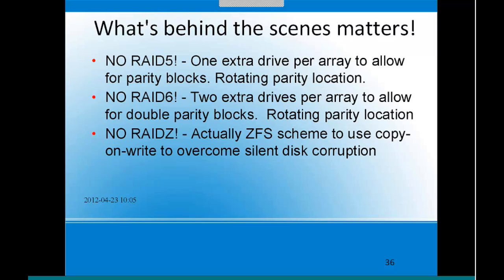So RAID 5 means we take one extra drive in the array and we allow for parity blocks, and we rotate the parity around the drives so that block 1 of the stripe set has parity on drive number 5, let's say. Block 2 has parity on drive 1, block 3 has parity on drive 2, block 4 has parity on drive 3, et cetera, et cetera, et cetera.